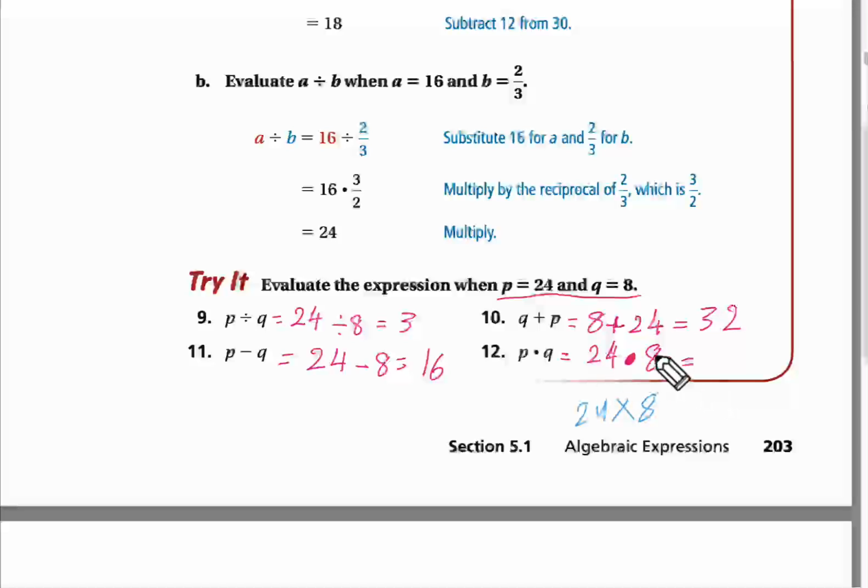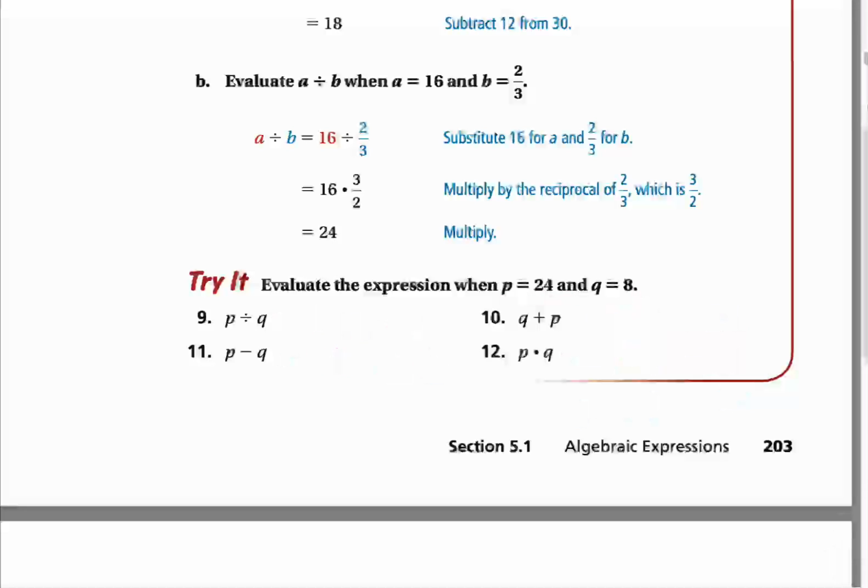24 times 8. 4 times 8 first. 4 times 8 is 32. Write 2 and regroup the 3. 2 times 8 is 16, plus 3 is 19. So it will be 192. Thank you, Rida.